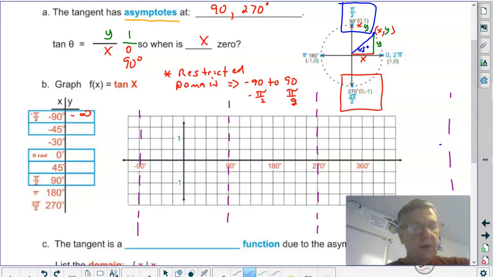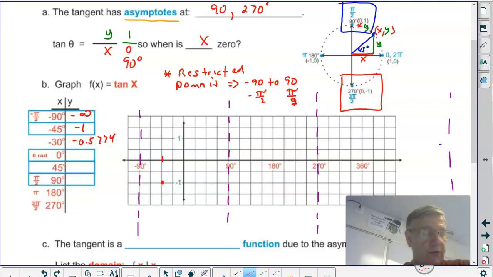Okay, no problem. Next, go ahead and punch in -45, and your calculator should have told you -1. So where is -45? Right there. And at -45, we are at -1. So we're going to plot that point. All right, punch in -30, and you get -0.5774. We're not going to plot that, but I'll show that to you in just a little bit. Really, the ones in the blue box are the key points of the tangent.